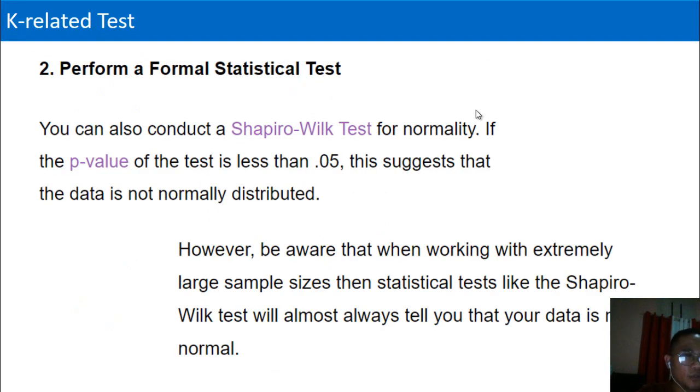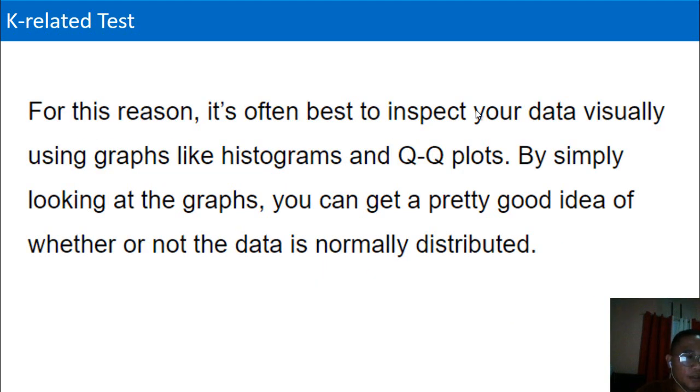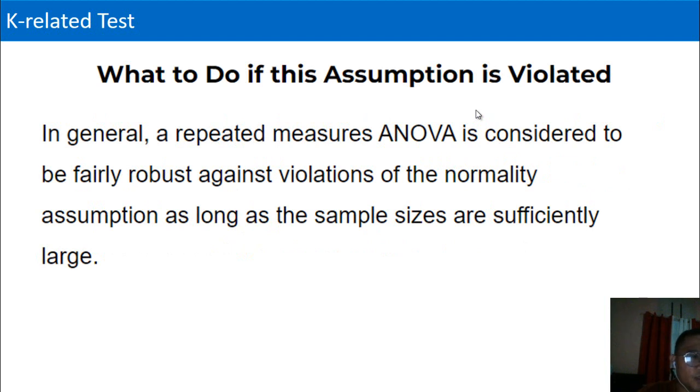So this is how to do the second: you are going to conduct the Shapiro-Wilk test for normality, and if the p-value is less than alpha, the data is not normally distributed, and if it is greater than alpha, it means it is normally distributed. For this reason, it is often best to inspect your data visually using graphs like histograms and QQ plots. By simply looking at the graphs, you can get a pretty good idea of whether or not the data is normally distributed.